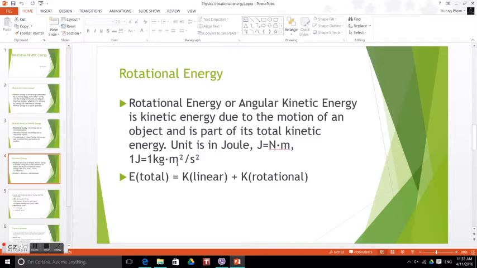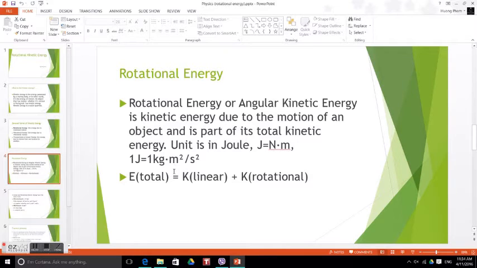So let's talk more in depth about rotational energy. Rotational energy, or angular kinetic energy, is the kinetic energy due to the rotation of an object and is part of its total kinetic energy. The unit is the joule. 1 joule is equal to 1 newton times meter, which is equal to 1 kilogram times meter squared over second squared.